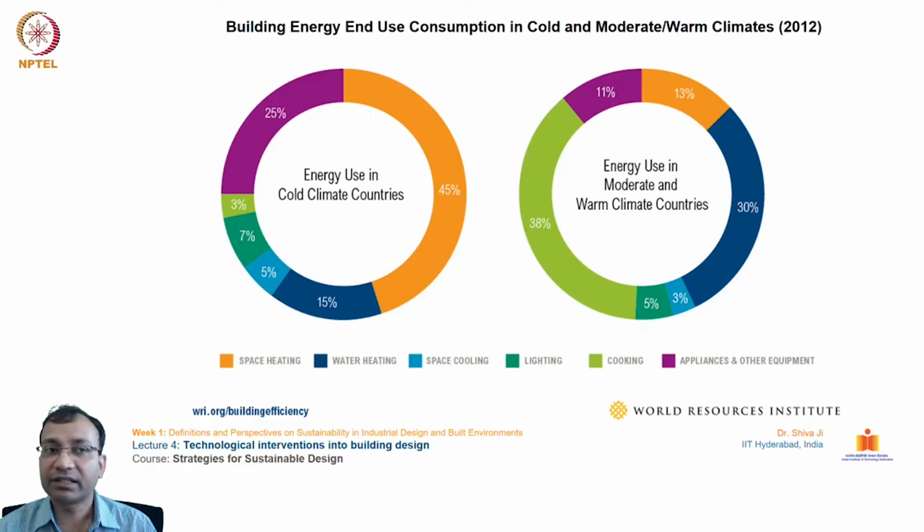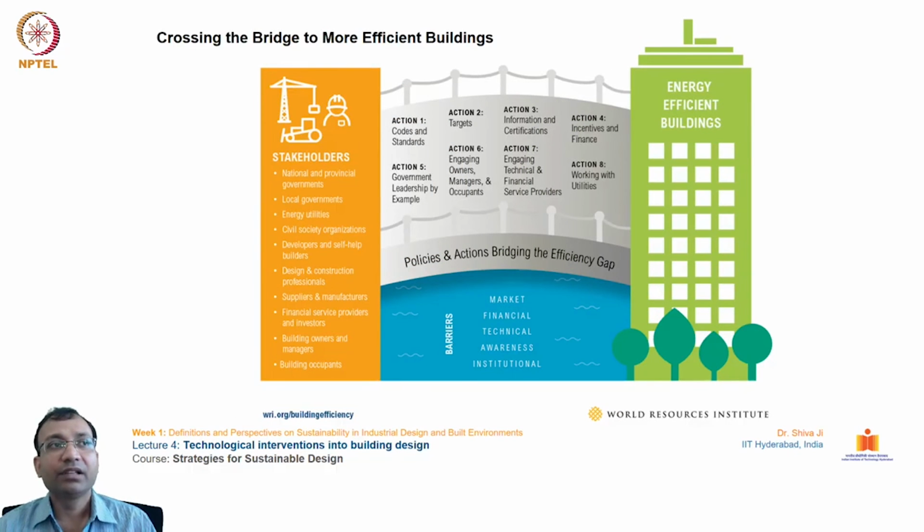But heating actually is changing quite a lot. In this scenario, on the right hand, in the warmer countries, we are seeing the range of cooking requirements, which are very high, up to 38%. So how can these most efficient buildings be achieved? There are some action points prepared by the World Resources Institute. So we will discuss them one by one.